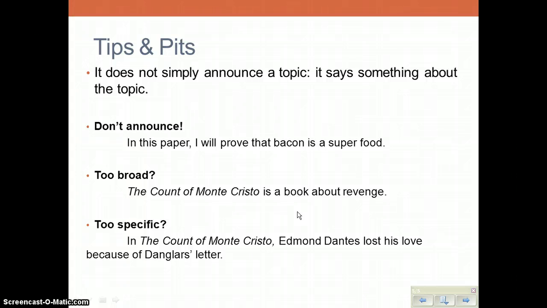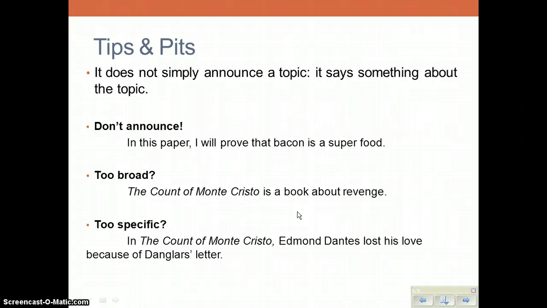Sometimes it can be too specific, though, also. In The Count of Monte Cristo, Edmond Dantes lost his love because of Danglars' letter. This is kind of a summary of what's happening. We do not want summaries for our thesis statement either. We once again want a topic, your opinion on the topic, and a why and how. So you really want to go back to those 3 parts and ask yourself, do I have those? So that you know that you're not summarizing, that you're not just announcing something, or that you're not presenting a fact about the book.